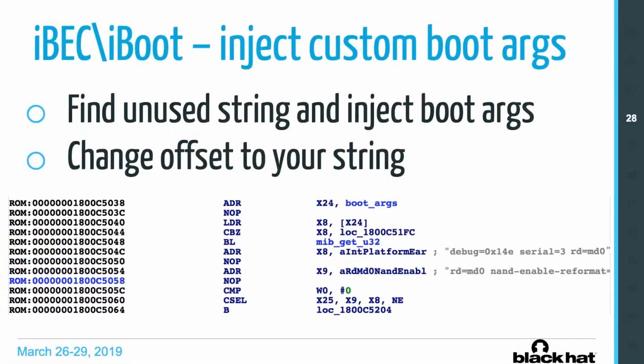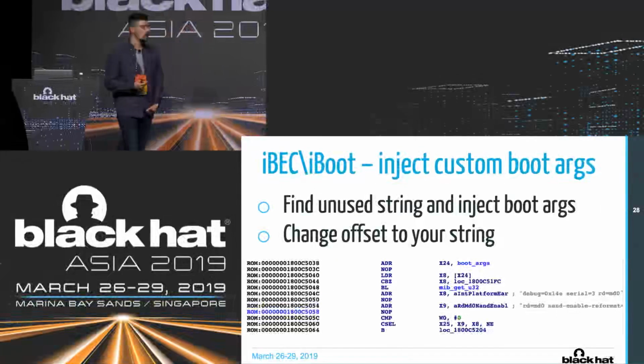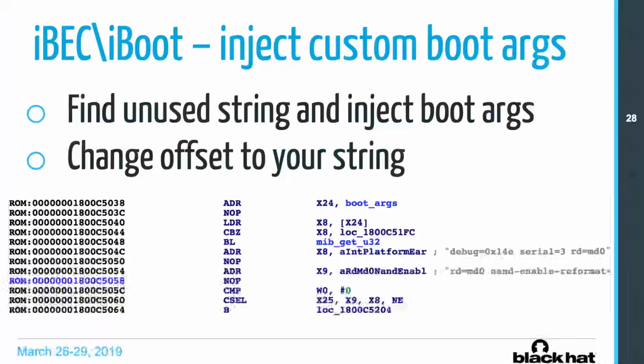So what I did, I just changed the boot arguments to add debug, to set the debugger capabilities in the system. I set serial to enable serial output for the kernel boot, and rd=md0, which means, hey system, please boot from the RAM disk itself.